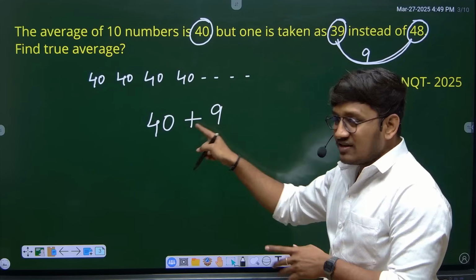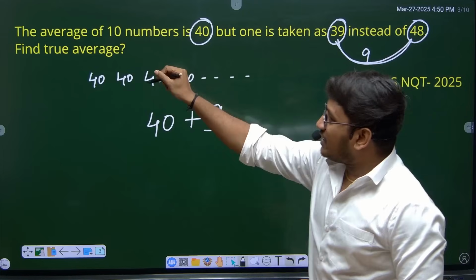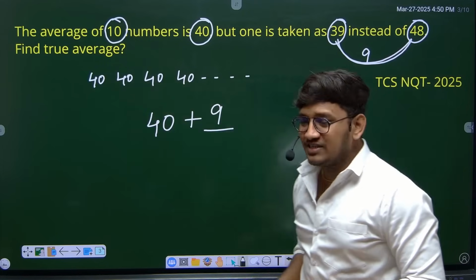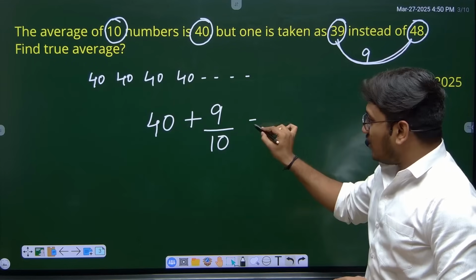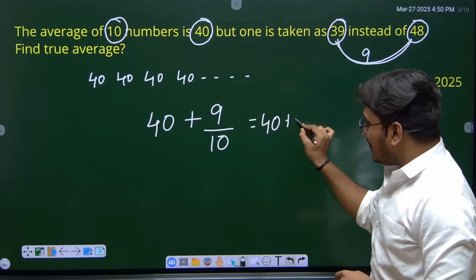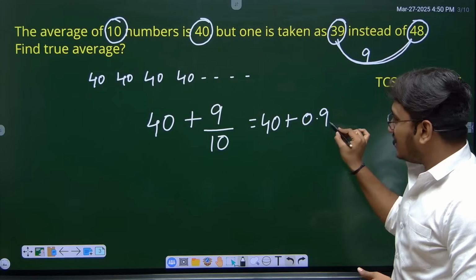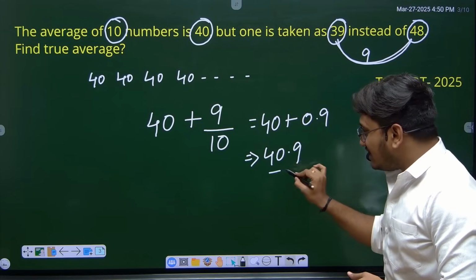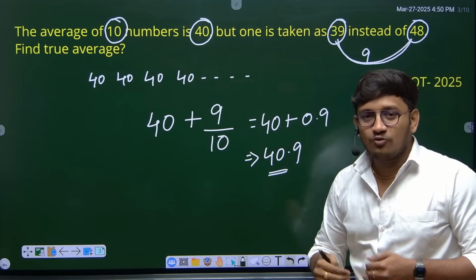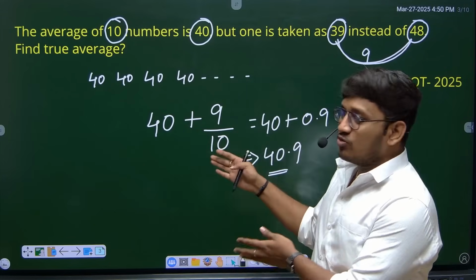So you should not add 40 plus 9. This 9 will be shared by all the members. How many members are there? Total 10 members, so we should share this among all 10. So 40 plus 9 by 10, which is 0.9. My final answer is 40.9, the actual average, or we can also say the true average. I hope you all are clear about this question.